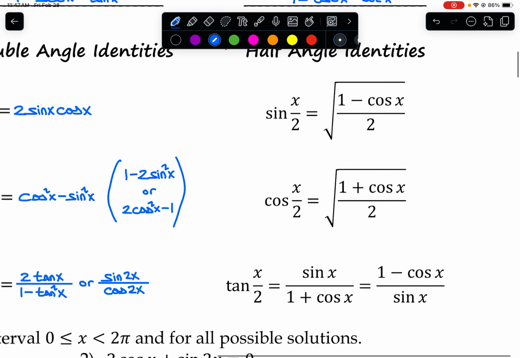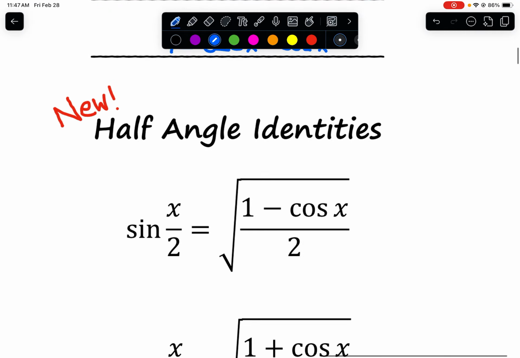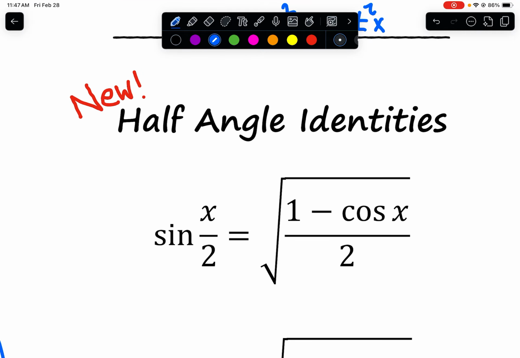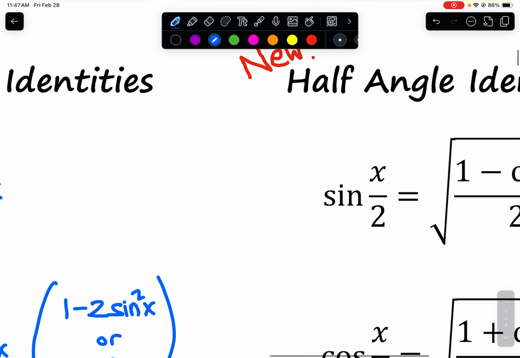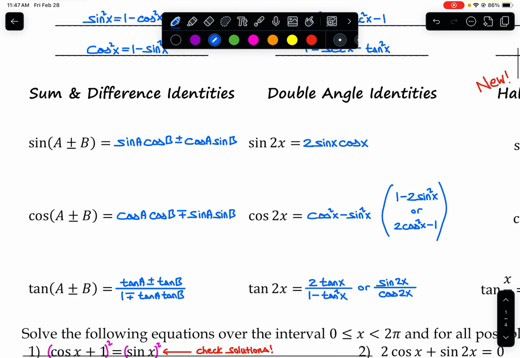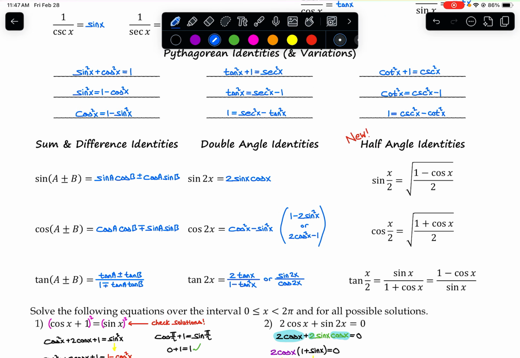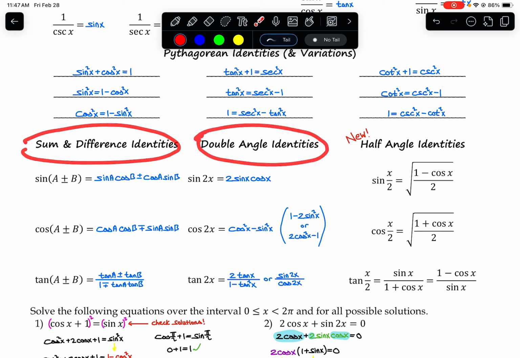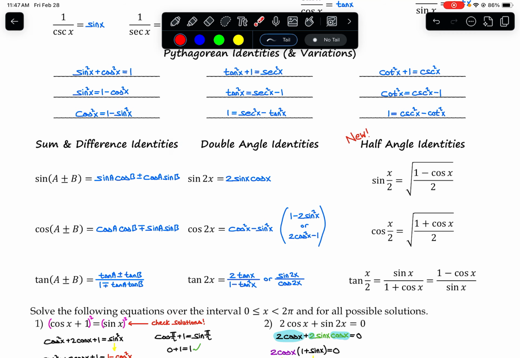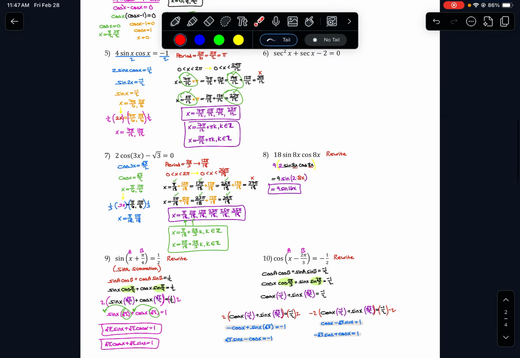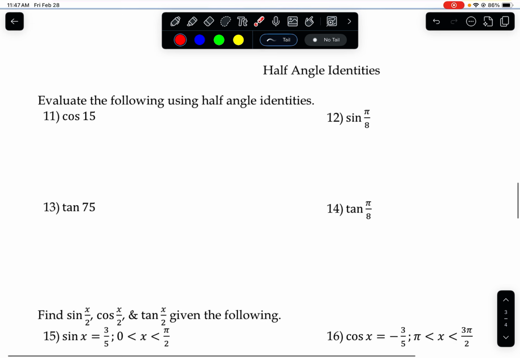Now I will say, half-angle identities are not going to be used a ton, just because a lot of those values we can evaluate using either double angle or sum and difference identities. So we typically will only do sum and difference and double angle. We're not going to do half angles very often, just because sum and difference and double angle pretty much take all those values. So it's just another way of evaluating. So we're just going to start off by evaluating certain values using half-angle identities.